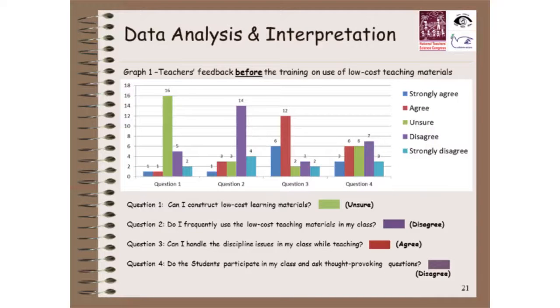I would like to straight away come to the graphical analysis where we can see the questionnaire given to the teachers before the training, and 4 questions were asked. The first 2 questions talk about whether they are aware of the low-cost teaching aids. It was seen that they were unsure and most of them disagreed, saying they never used teaching aids in their class. The last 2 questions, 3 and 4, discussed the disciplinary issues in the class. Since ours is a boys' school, teachers have to handle day-to-day disciplinary issues, and although most of the teachers could handle the disciplinary issues, they did not find that the students were asking thought-provoking questions in the class. So these 4 questions were asked before the test.